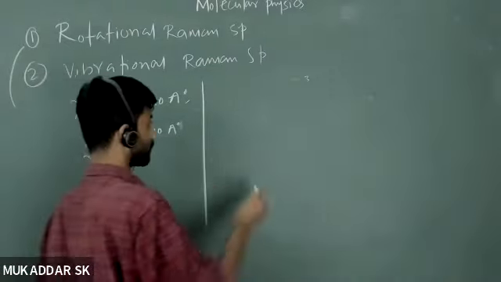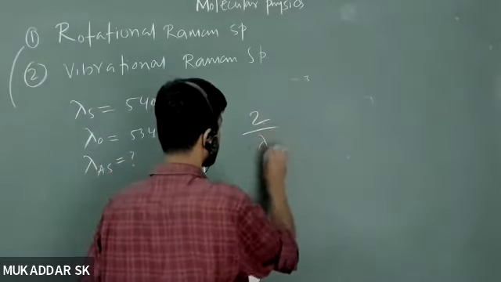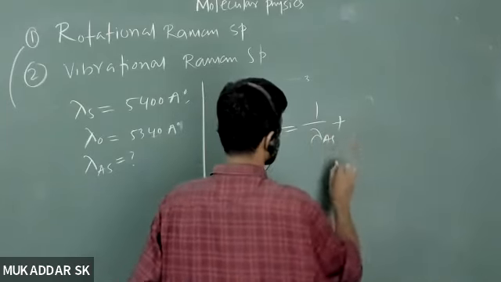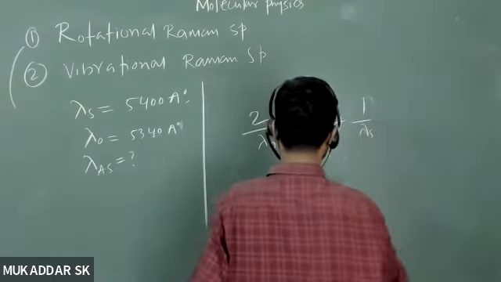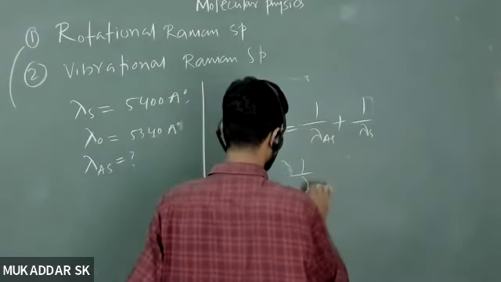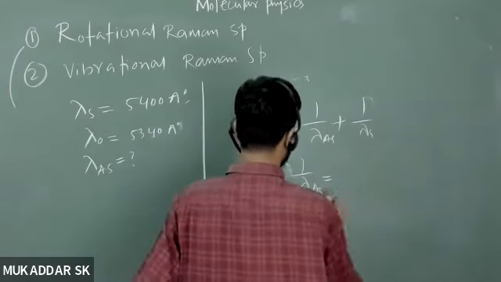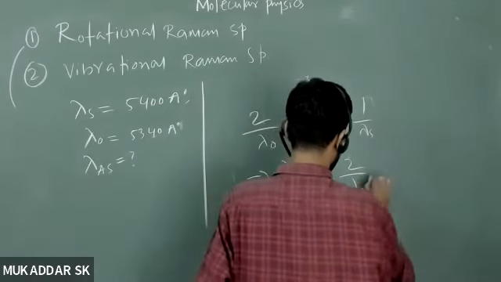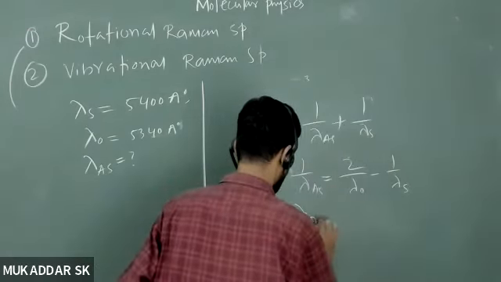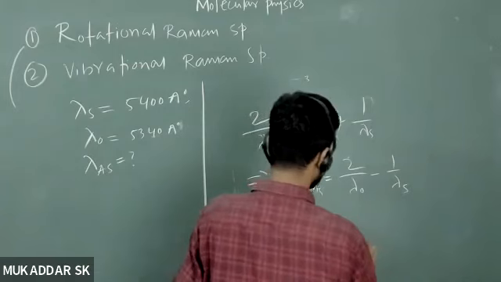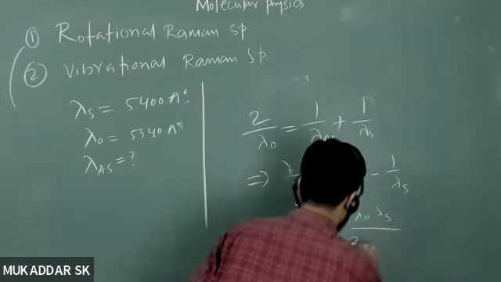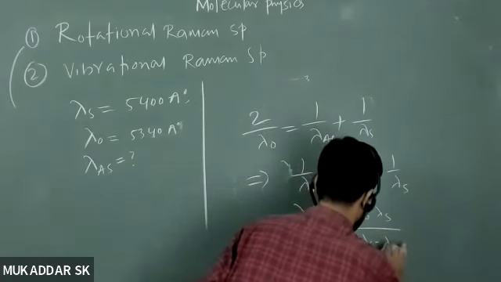So it's a very simple problem because I have already told you that 2 by lambda 0 equals 1 by lambda s plus 1 by lambda a, right? So it means 1 by lambda a will be 2 by lambda 0 minus 1 by lambda s. So lambda a will be lambda 0 lambda s divided by twice lambda s minus lambda 0.